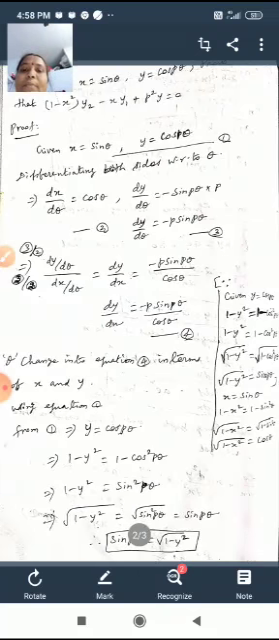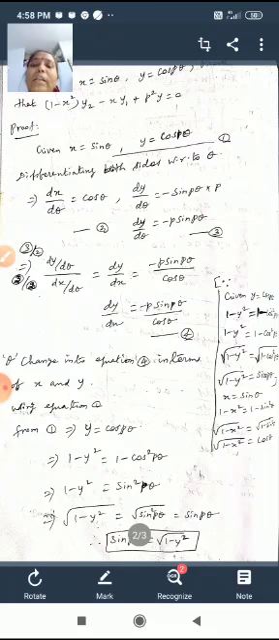Next example. Given x = sin θ and y = cos pθ, then we have to prove that (1 - x²) y2 - x y1 + p² y = 0.